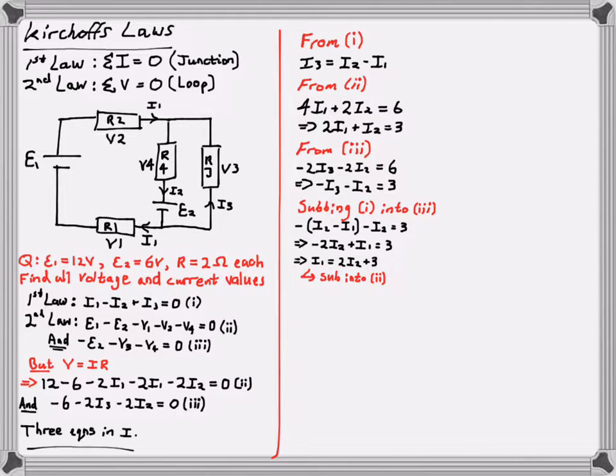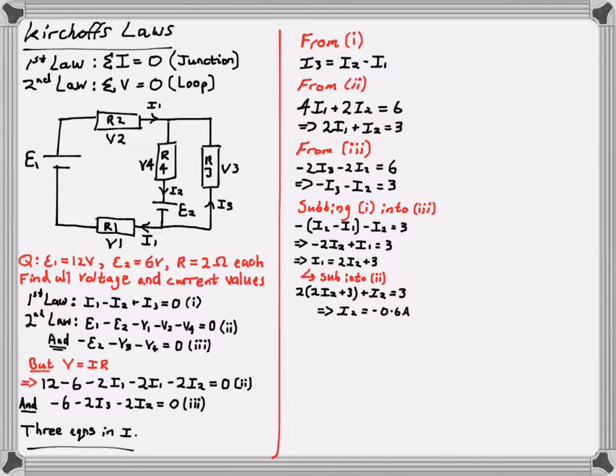Now I'm going to sub this into equation 2. So I'm going to substitute for I1 in equation 2. And if I do that, I get 2 times, instead of I1, 2I2 plus 3, plus I2, all equals 3. And that allows me to work out I2. So now I have an equation with one variable. I get I2 is equal to minus 0.6 amps.